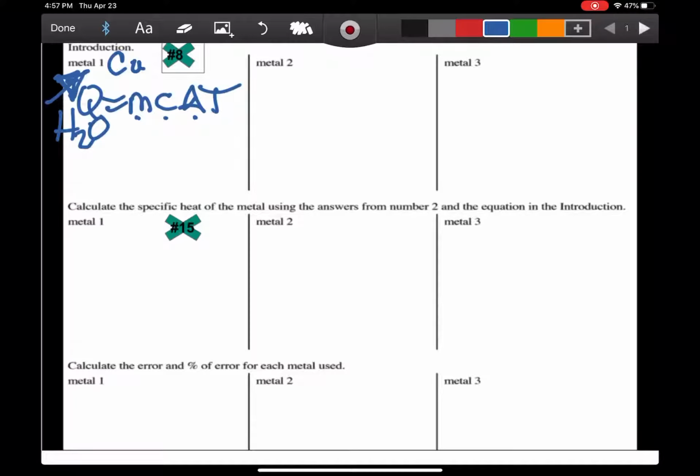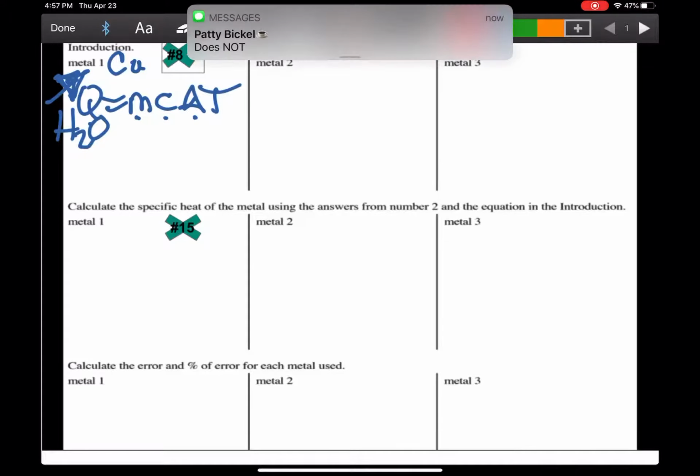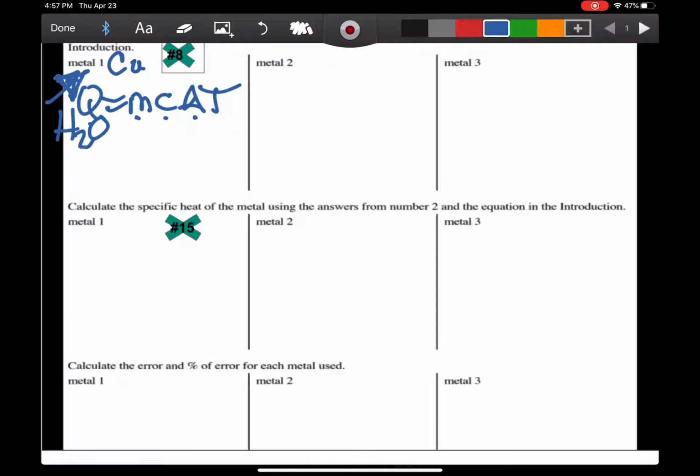In order to do that, we're going to need to look up some factors to help us plug in. We're going to need the mass of the water, the specific heat of the water, and the change in temperature of the water. We're going to plug all those in, and that's going to give us our answer. So let me look at the data table.